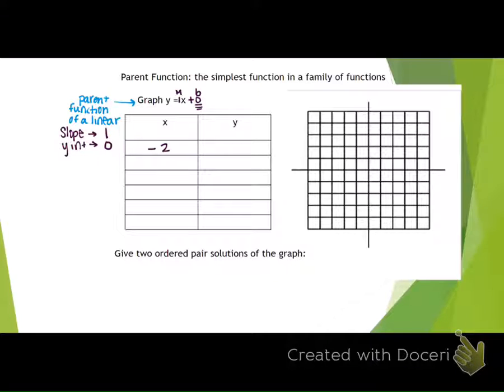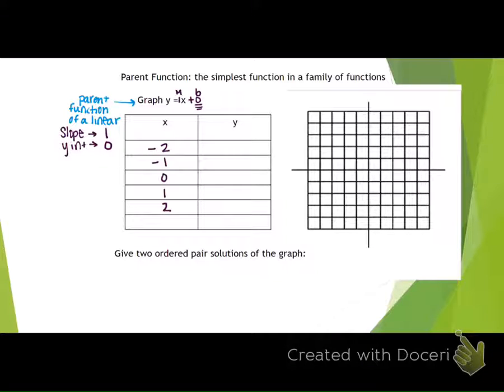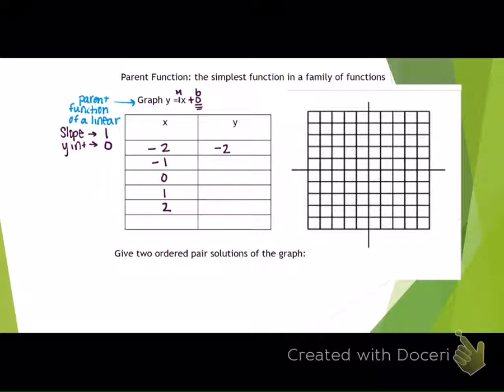So if we're going to do our table, if we plug in these values for x, what would your y be? If you plug in -2 for x, what would y be? 1 times -2 is -2, plus 0 still -2. Yeah, you're right. You're getting the same thing.